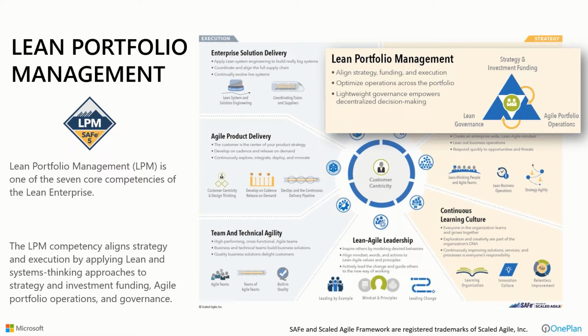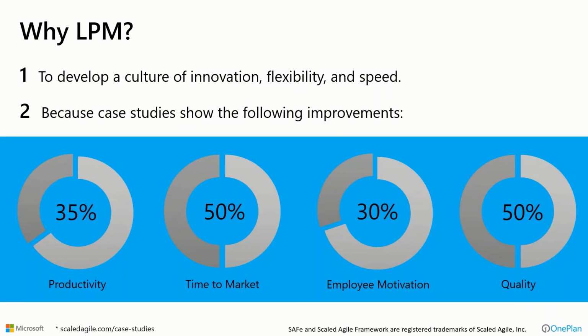So really becoming more agile in our approaches and delivering in certain ways, and even looking at the way we initiate things and fund things in a much different fashion than we've done traditionally in the past. So why lean portfolio management? Well, there have been some case studies done by Scaled Agile Inc., for example, that talk about some tangible things and returns that we get.